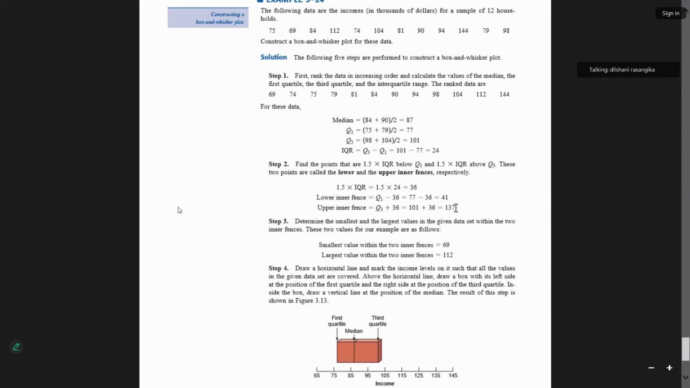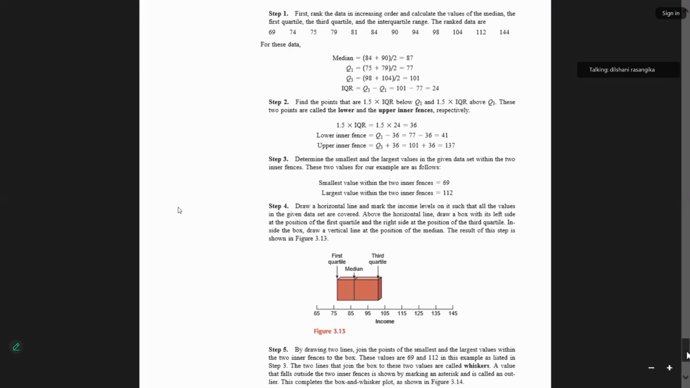It needs to be less than 137. So what is the value less than 137? 112, right? So we can select these two values. Then you can draw the box and whisker plot, right? So how do you draw the box and whisker plot?